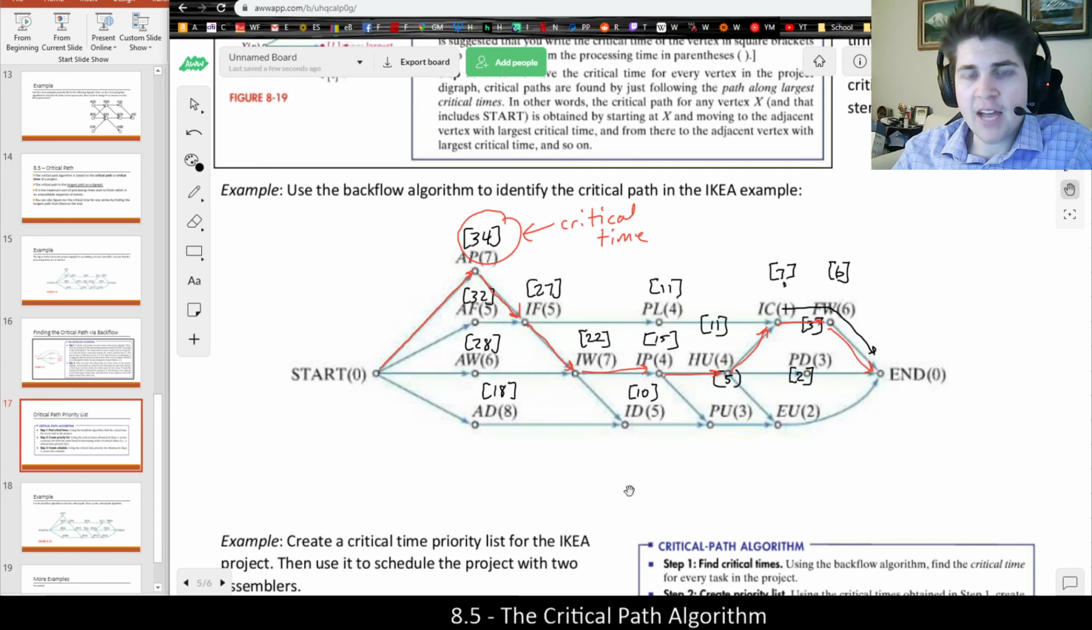And next up, now we can use these numbers to build a good priority list. And that's exactly what the critical path algorithm is all about, something we will see in the next video.